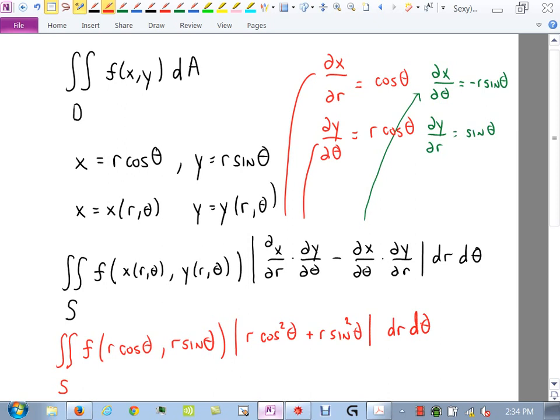But if I factor an r out of both of these, I get cosine squared theta plus sine squared theta, which is 1, which leaves me with the absolute value of r, and the absolute value of r is r, and that's why you have to have the r when you go from Cartesian to polar. Understand?